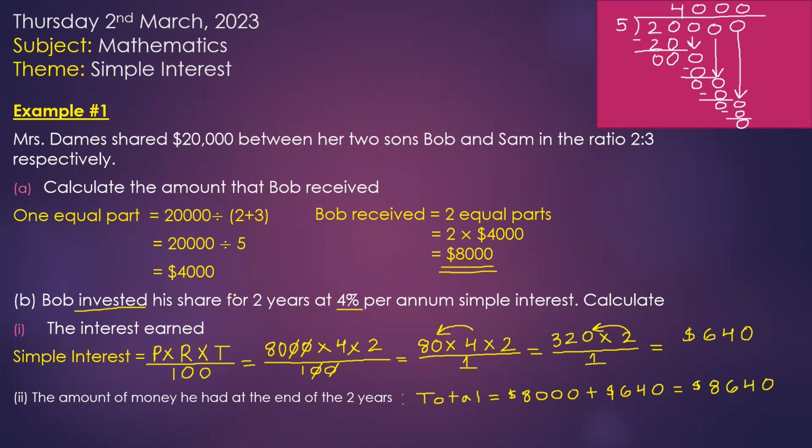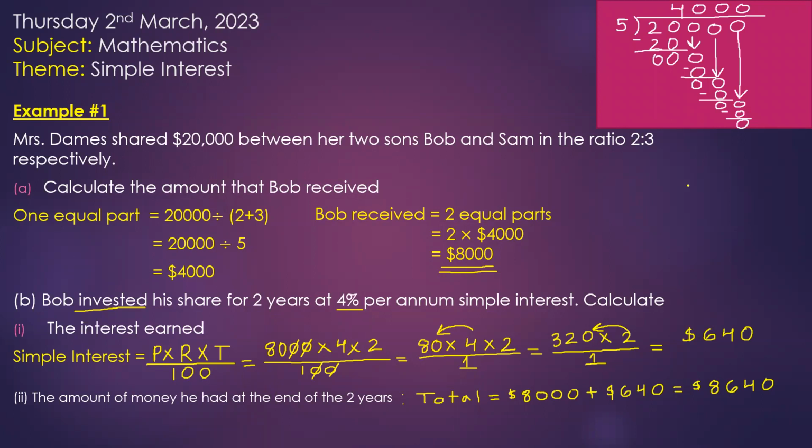Mrs. Dean shared 20,000 between her 2 sons, Bob and Sam, in the ratio 2 to 3, respectively. A. Calculate the amount that Bob received. In order for us to know what Bob received, we have to find 1 equal part. So we're going to divide the 20,000 by the sum of 2 plus 3, which is 20,000 divided by 5, which gives us 4,000. Then we're going to times Bob's equal part by the 4,000. Bob's equal parts was 2. So that's 2 times 4,000, that gives us 8,000.